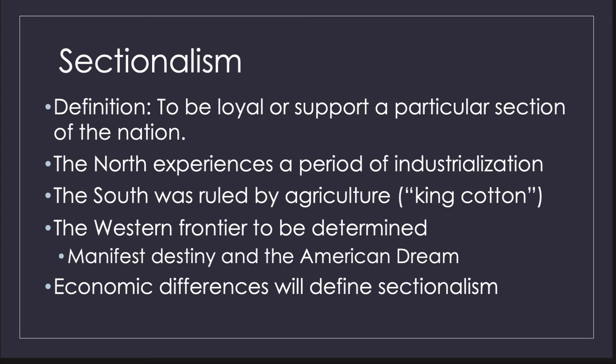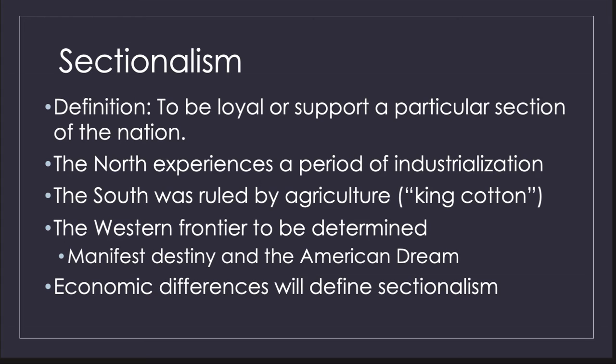What we need to know before we get into the causes of the Civil War and what really brings us to fight against our own countrymen is this idea of sectionalism. Now, if I asked you what nationalism was, you would say pride in one's country. Sectionalism is the same thing, but it is pride in your section of the country. So it is to be loyal or support a particular section of the nation.